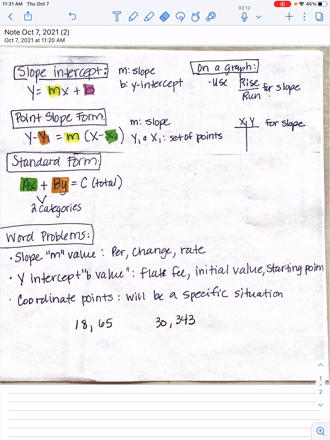So when you're doing word problems, there's going to be some key phrases that you're going to have to look for when you're reading. And we often encourage students to maybe underline those words if you see them, so it helps you identify what those numbers actually mean.